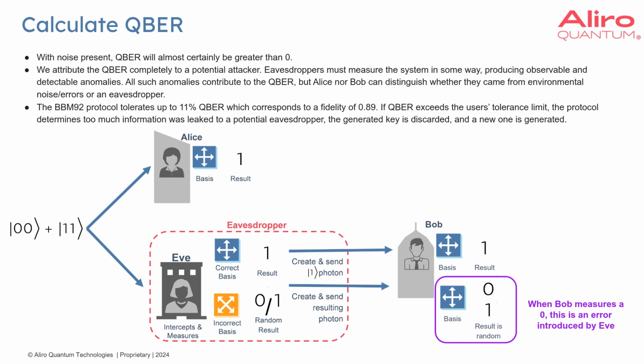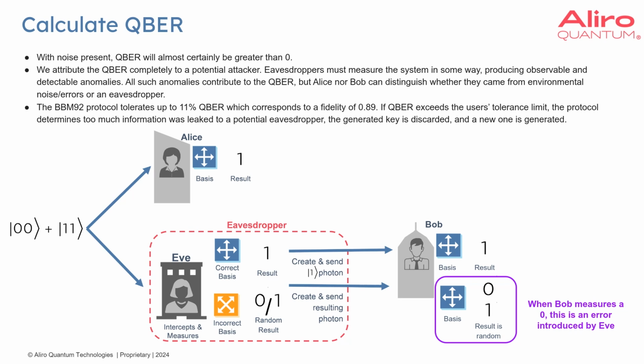The BBM92 protocol tolerates up to 11% qubit error rate, which corresponds to a fidelity of 89%. However, there's a trade-off between security confidence and throughput, so the exact value will differ based on individual user requirements. If qubit error rate exceeds the user's decided tolerance limit, the protocol determines that too much information was leaked to a potential eavesdropper, the generated key is discarded, and a new one is generated, typically on a different quantum channel.